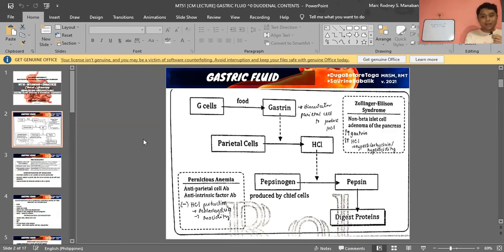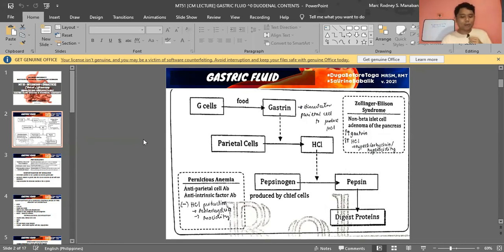Your gastric fluid contains HCl, and also other components aside from HCl. All right. Now take note, we have two major diseases here. Number one, you have Zollinger-Ellison syndrome. Zollinger-Ellison syndrome is actually a group of disorders, and majority of them are non-beta islet cell adenomas of the pancreas. So they are what we call gastrinomas, all right? And these gastrinomas, by the name itself, gastrin, continuously produce gastrin.